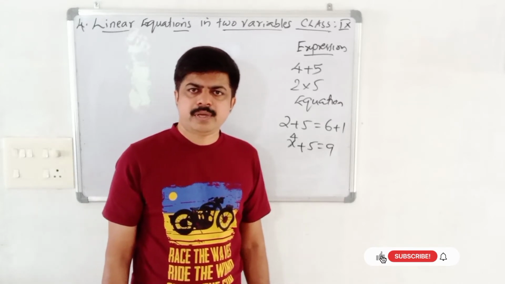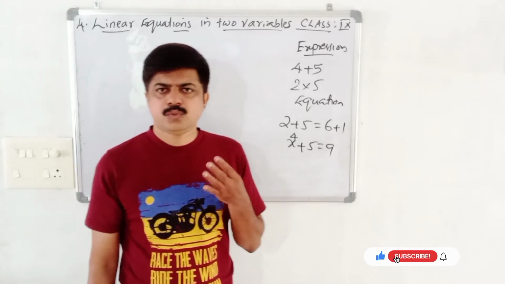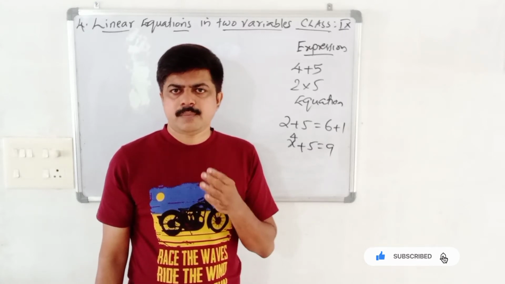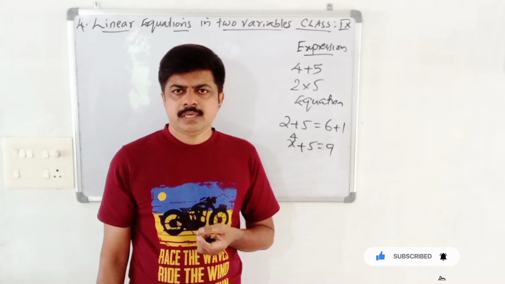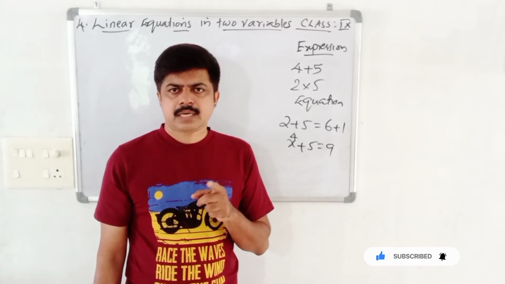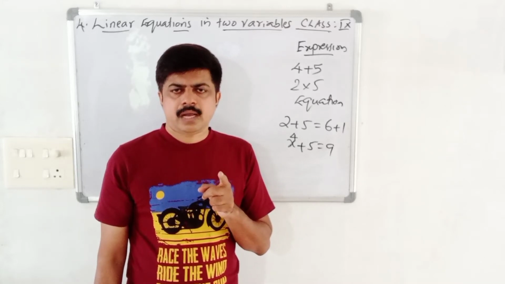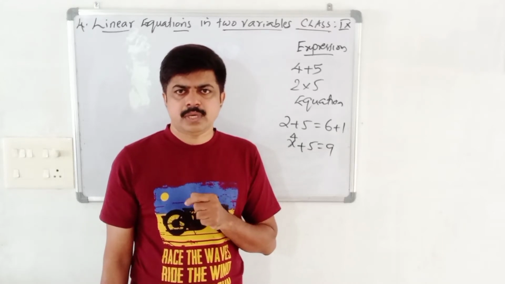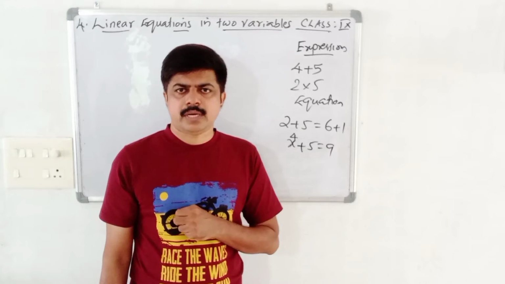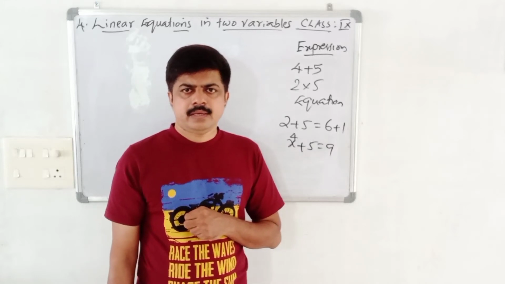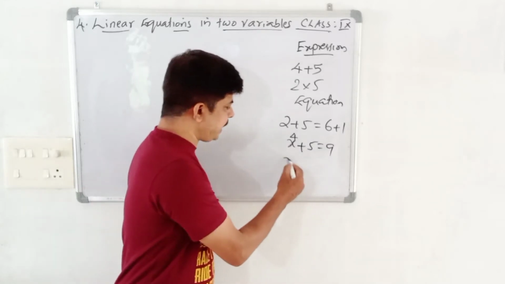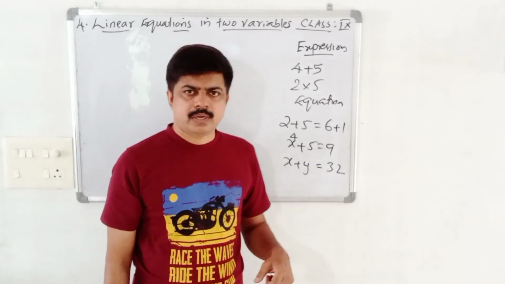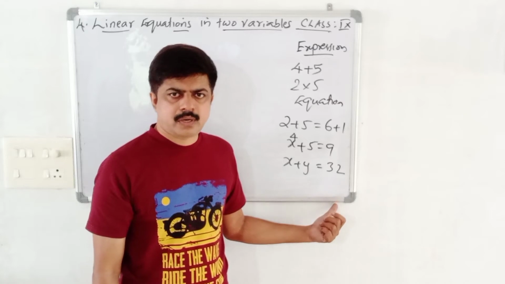Whereas in a linear equation in two variables, we have to use two variables. There will be two unknown quantities. Just an example, the sum of the boys and girls in class 9 is 32, the total number of students. Here we have two unknown quantities. Let us denote them by x and y. The number of boys is unknown, and the number of girls is also unknown.